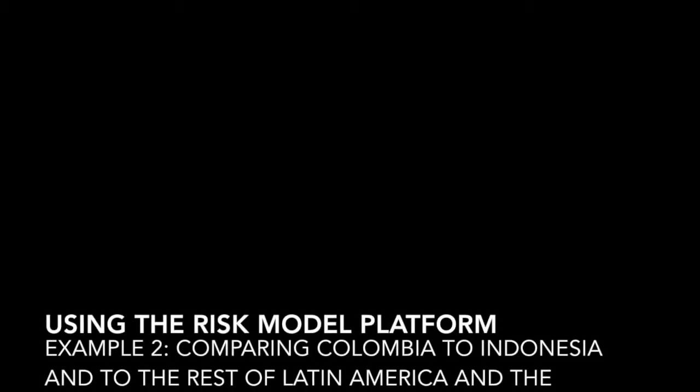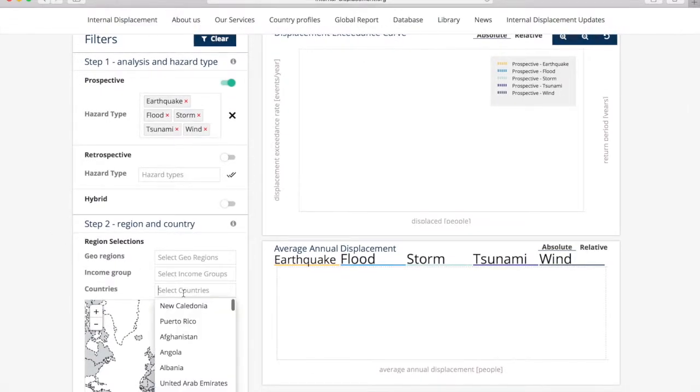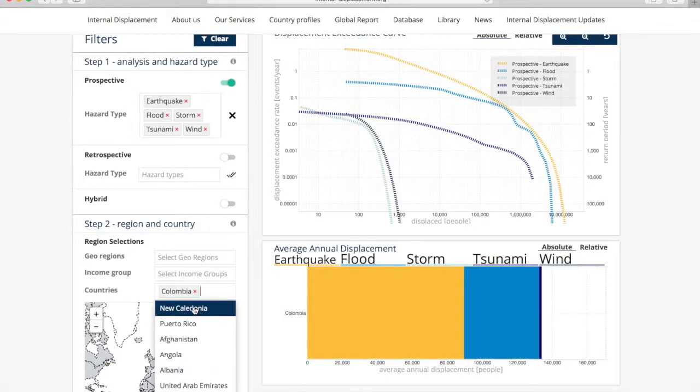Next, let's explore displacement risk in Colombia in relation to Indonesia and then other countries in Latin America. First, we adjust the tool's settings so we can look at the risk profile for Colombia, and then we add Indonesia as well.